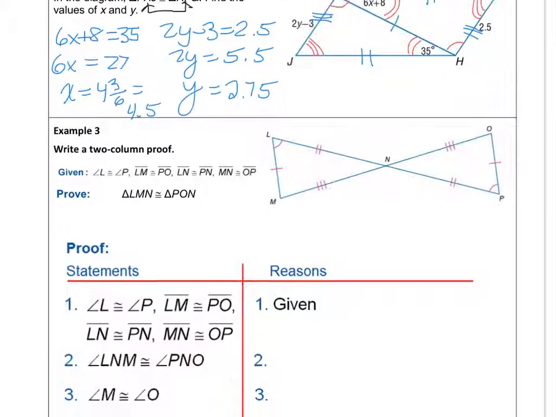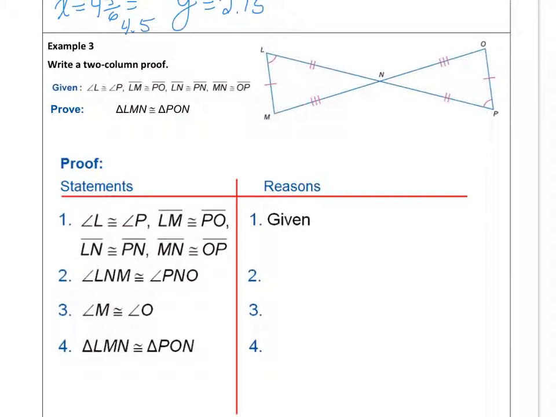Okay, great. Example 3. Write a 2-column proof. So we have a bunch of given information here. Angle L is congruent to angle P. Now, if they weren't marked over here, we would mark the diagram. In fact, it's a must-do to mark the diagram. Segment LM is congruent to PO. LM here is congruent to PO. It was marked for us. LN is congruent to PN here. And MN is congruent to NO.